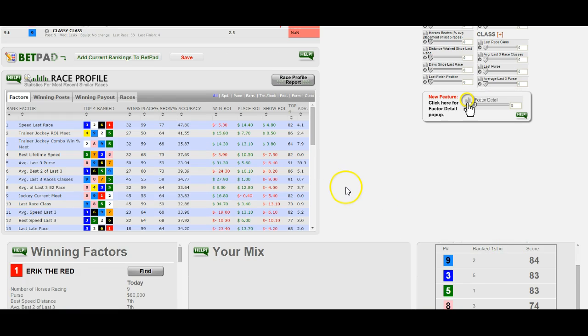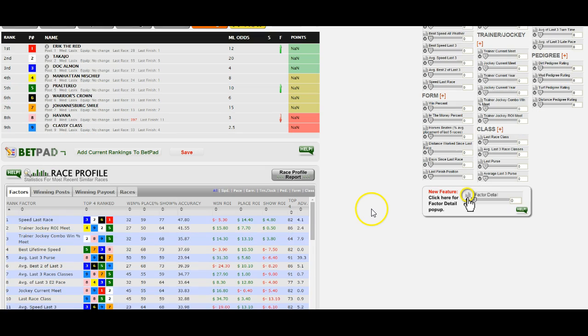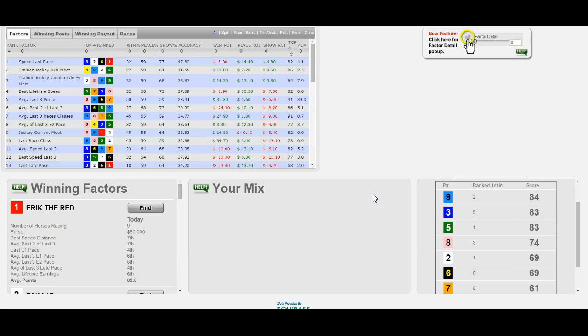So looking at the top 14 factors, the 5 horse is 10 to 1. Going over here and looking at it, he's not ranked in the top 4 here. He's 4th in the trainer jockey ROI meet, which is the second most important factor. He's 3rd in this factor, 1st in this one, and so on. You can kind of see where he figures within this group.